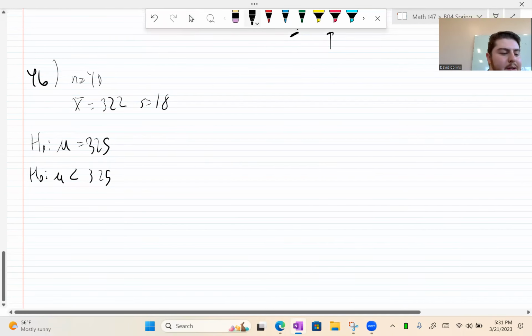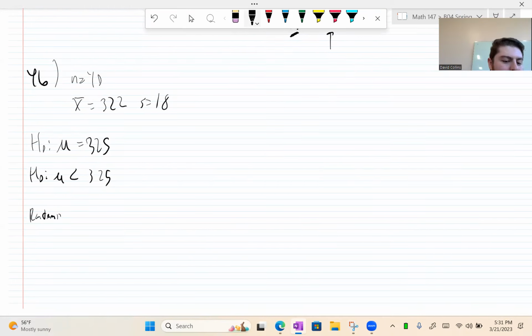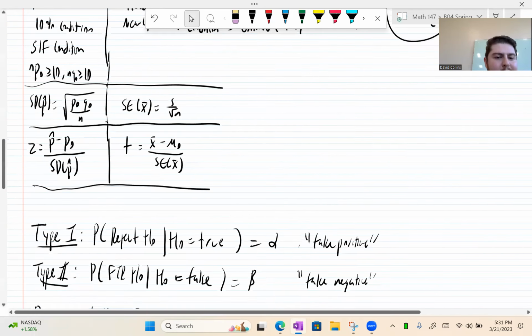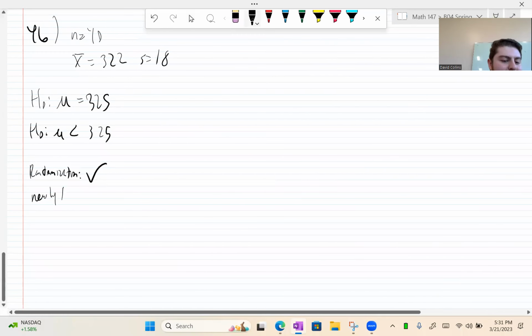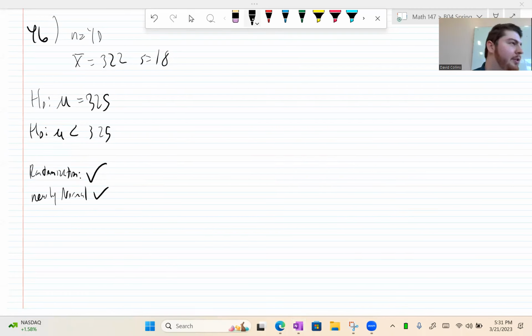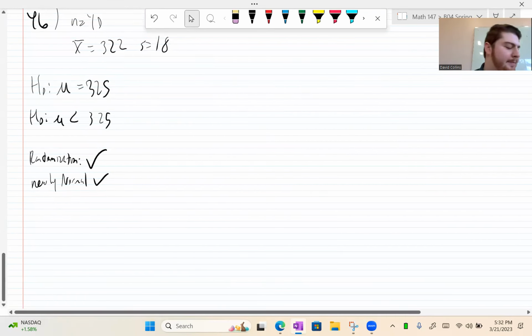So, randomization condition. Sure, they probably randomly chose the hot dogs. On a test, it'll be a bit more clear. These homework questions, not really. The other conditions. Nearly normal. Sure. Especially for homework problems, you can just kind of assume it. You know, it's a nutrition lab, so you can assume the lab knows how to do a hypothesis test properly.